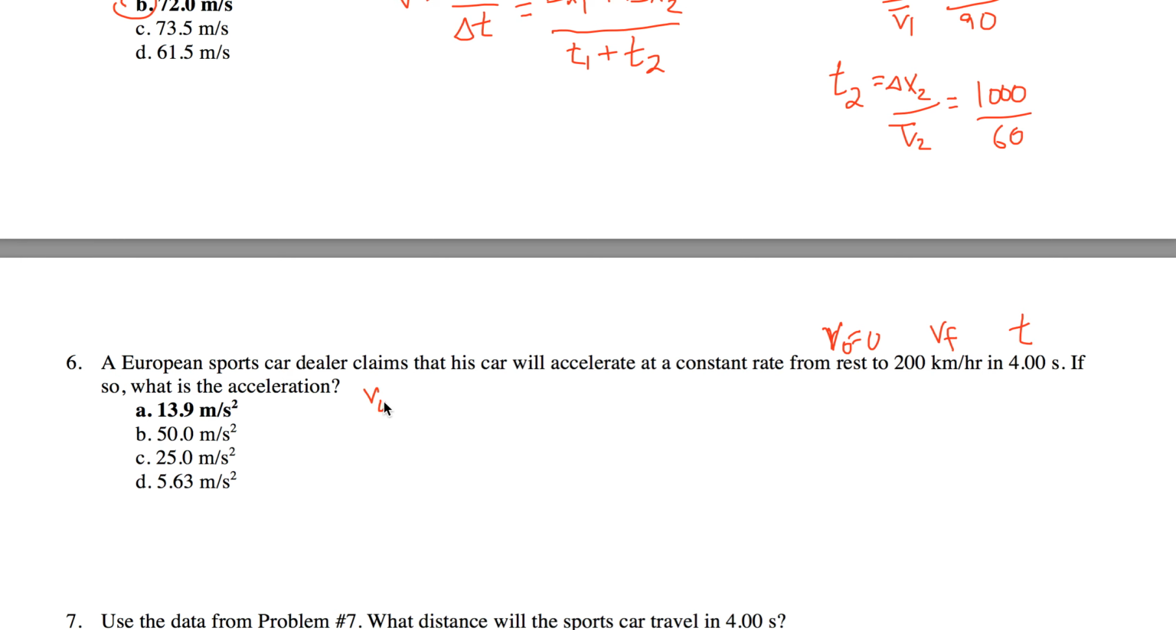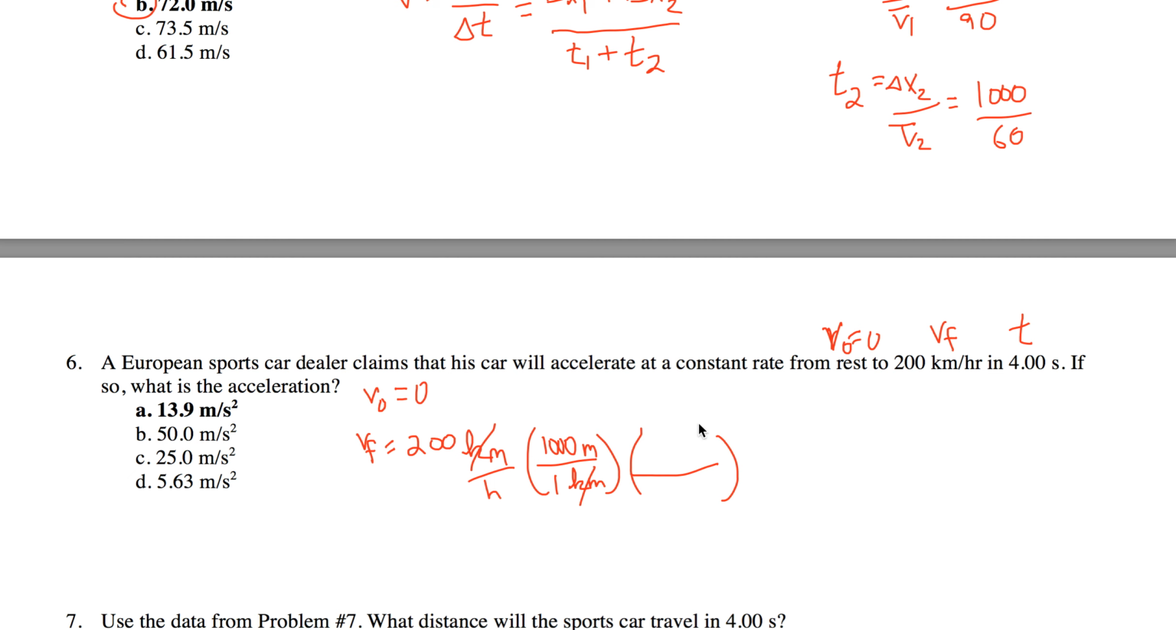I'll go ahead and rewrite them because we want to make sure that we have converted everything. So V initial 0 is fine. But our VF, which is in 200 kilometers per hour here, we need to go ahead and convert that to meters per second. So we're going to have our conversion from kilometers to meters. We're going to have 1,000 meters is 1 kilometer. That will cancel out the kilometers. And then we have to get rid of those hours.